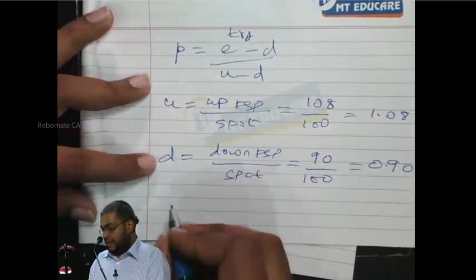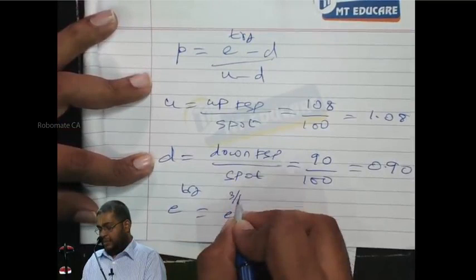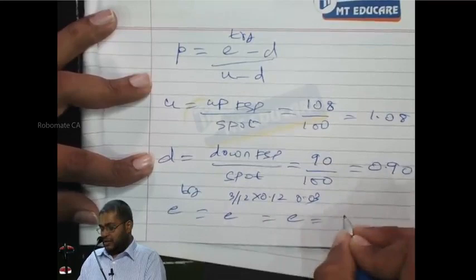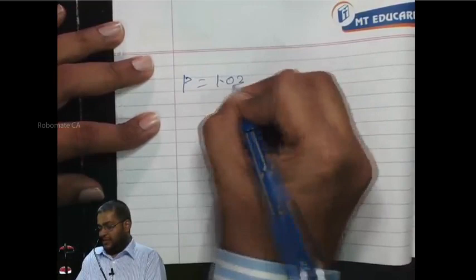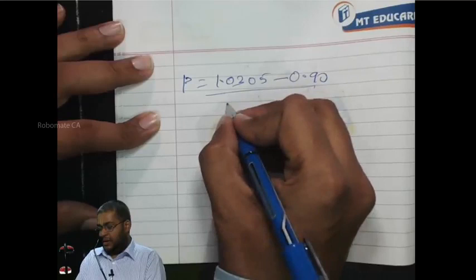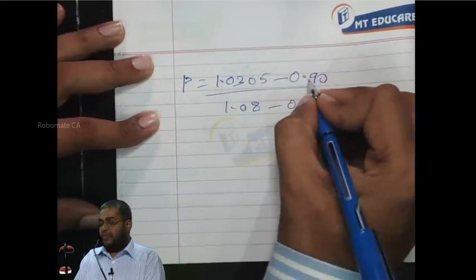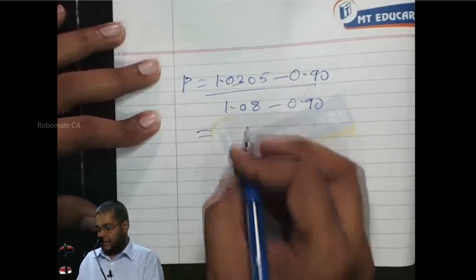Now, e power trf is equal to e power, what is t? 3 by 12 into 0.12 is equal to e power 0.03, which is equal to 1.03. Now, use all the 3. Probability is equal to 1.0305 minus d, which is 0.90, divided by 1.08 minus 0.90. That is e power trf minus d divided by u minus d. Can somebody simplify and tell me the number you get? 0.725 is the probability.